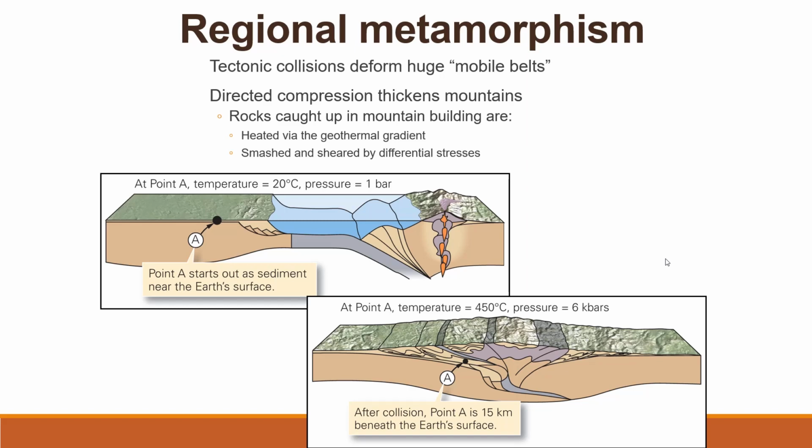So the directed compression smashes pre-existing rocks and buries them deeply where they are heated by the geothermal gradient and plutonic intrusions. The heat and pressure of orogenesis, or mountain building, creates huge volumes of metamorphic rocks, more than any other mechanism. So I was a little bit wrong when I said that burial mechanism is the most common.